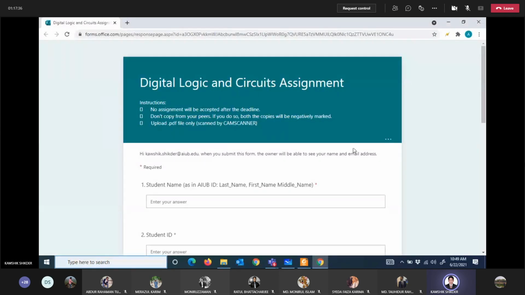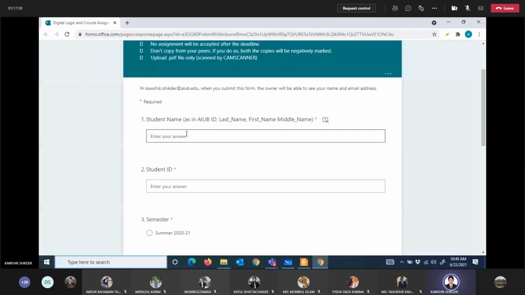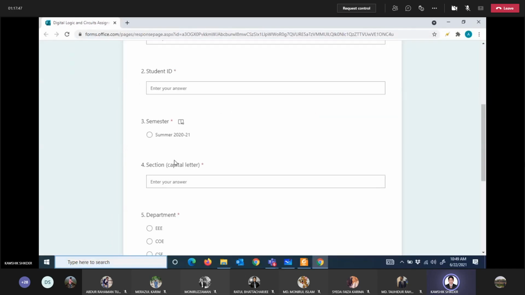Got it? And here is the portal. You have to write your name as in UIB ID, then student ID, then your section. What is your section? F.